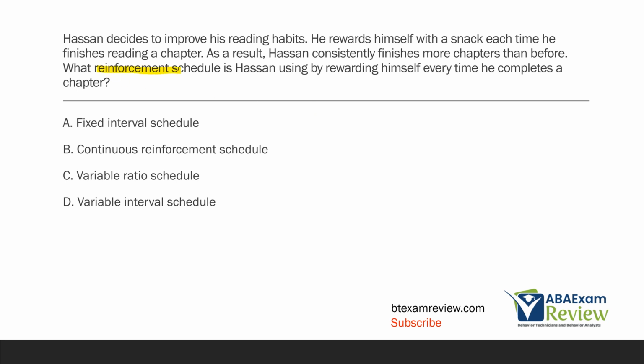So we've got a reinforcement schedule question, and reinforcement schedules you need to know for your exam are fixed ratios, fixed intervals, and variable intervals. We're going to think in terms of fixed versus variable, which means set or changing, or ratio and interval, which means response and time. In Hassan's case, is he working on an amount of responses or an amount of time?